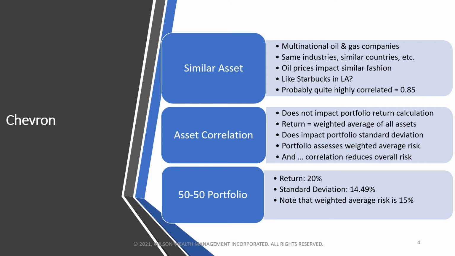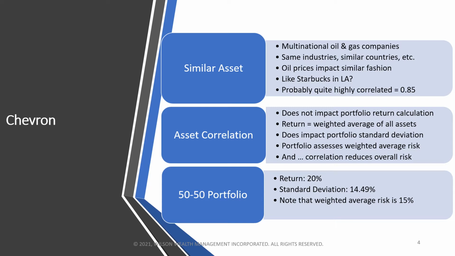If we look at adding Chevron to the Exxon portfolio, we see that Chevron and Exxon are very similar assets. Both are multinational oil and gas companies, operate in the same industries, similar countries, and oil prices, which is a non-systematic risk, will impact them in a similar fashion. It's kind of like the two Starbucks that were kitty corner in Los Angeles. You'd expect that the two assets are probably quite highly correlated.